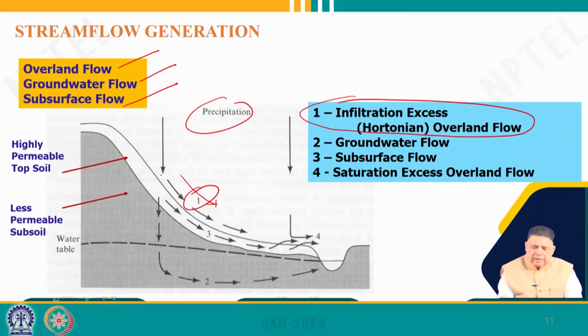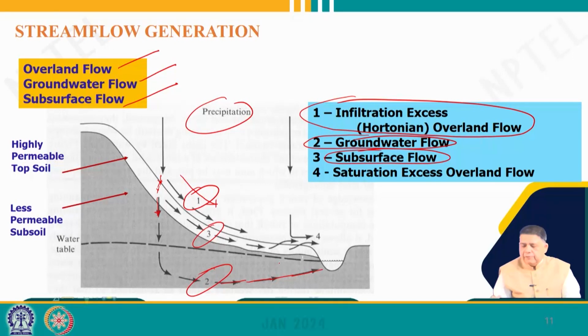Then of course, infiltration occurs, and as we have seen, a part of it percolates down and joins the water table. This water table flows and again contributes to stream flow in the form of base flow, and this second type of flow is groundwater flow. Then we have also seen that when infiltration takes place in highly permeable top soil, the flow starts taking place parallel to the ground surface, and this is referred to as subsurface flow. We also saw that it is similar to interflow.